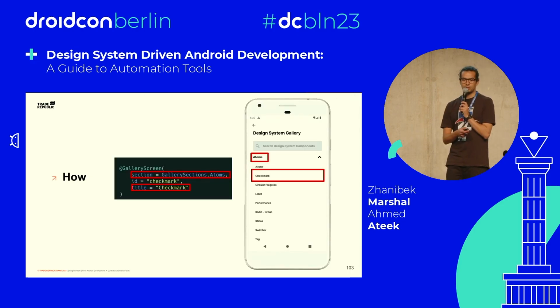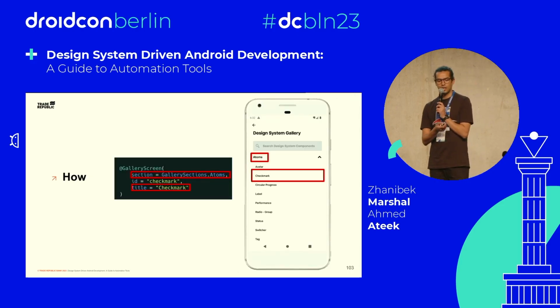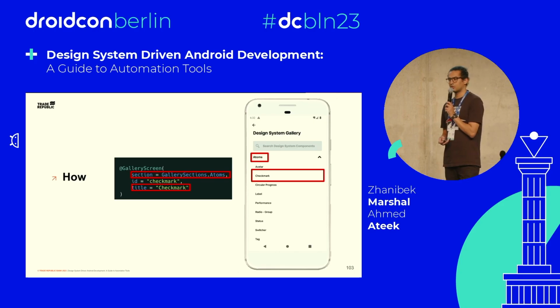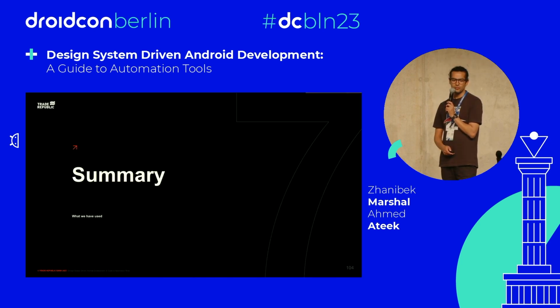So the section is basically defining that the section is an atom and the check mark is the title. And basically you can use this list inside your setup to iterate over it and create the section and the foundation as you wish. So this is basically it for our tooling.